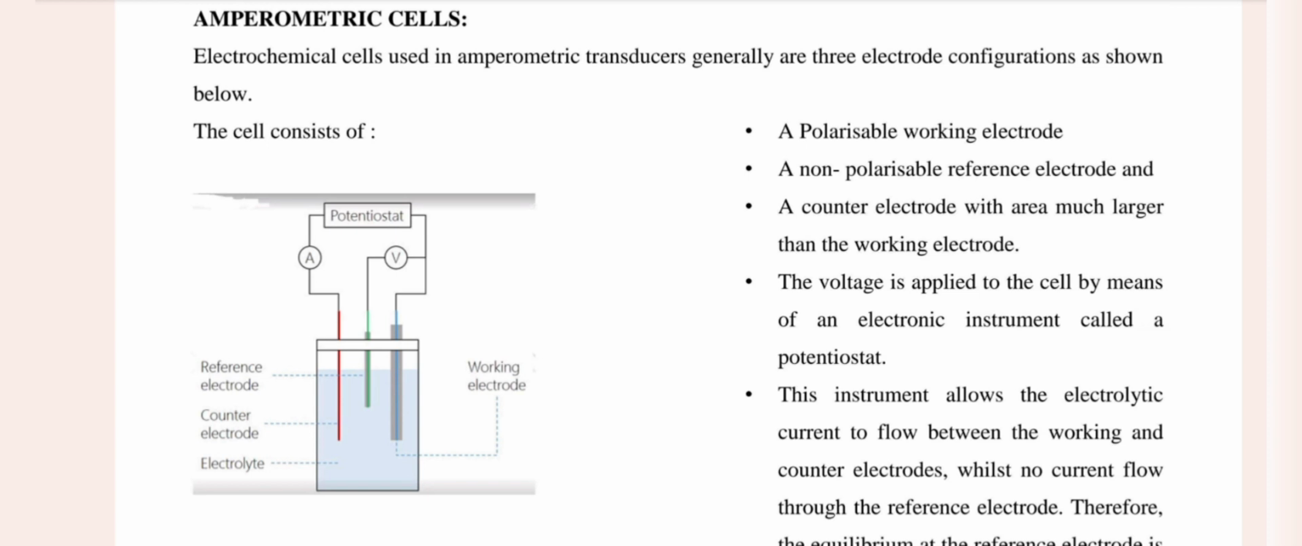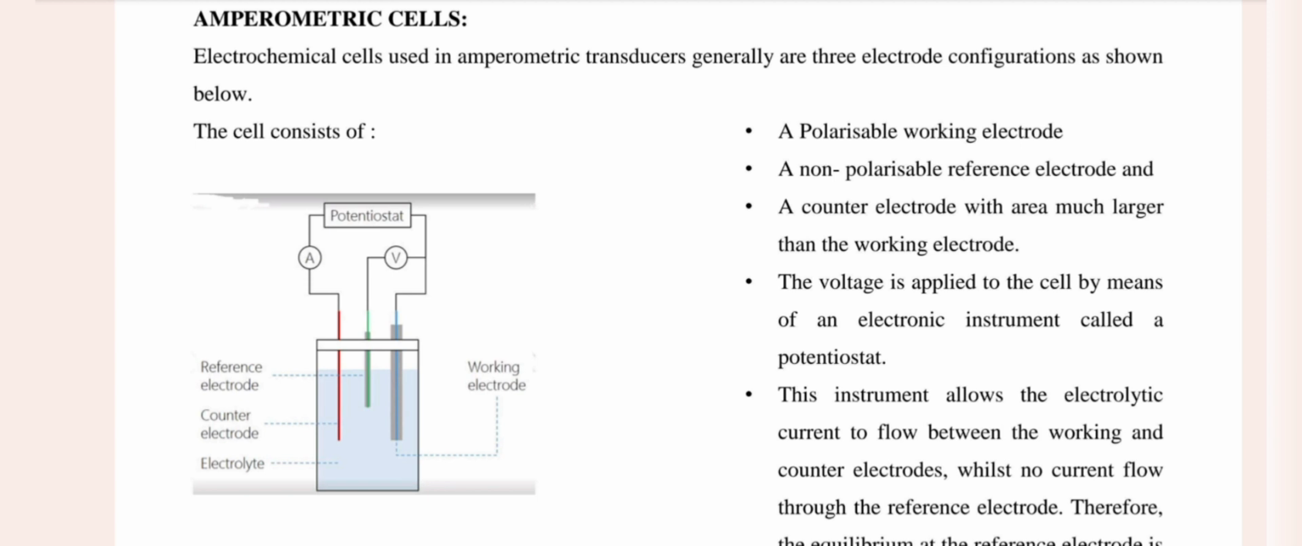So it consists of a polarizable working electrode and a non-polarizable reference electrode. You know what the working electrode is? The working electrode is where the electrochemical reaction occurs, where the electron transfer occurs. It is polarizable in nature, and there is a non-polarizable reference electrode. The reference electrode is used for measuring the actual potential, right? So the working electrode is polarizable in nature, and the reference electrode is non-polarizable in nature.